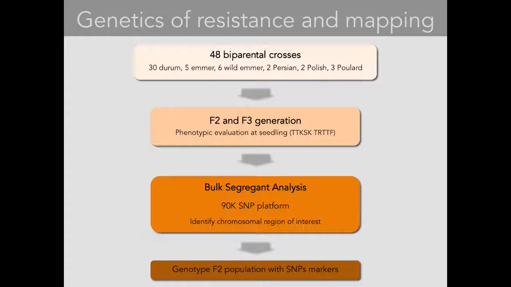So after we complete the phenotyping, then we move to the second part, which is the study of the genetics of resistance and mapping. And for that, you can see that I performed about 50 biparental crosses, mostly focused on durum wheat, but also including the other tetraploid species. I advanced to the F2 and F3 generations, and both generations were phenotyped at the seedling stage against UG99 and the TRTTF race. And we are following the bulk segregant analysis to map these stem rust resistance genes using the 90K SNP platform that is running at Xiaoman's lab.